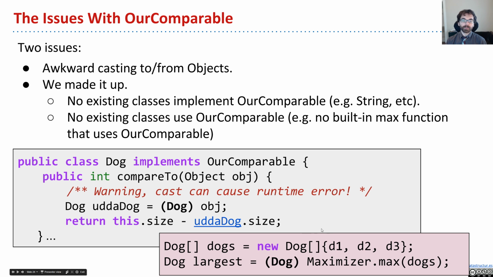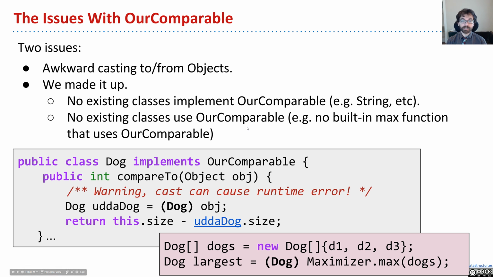I guess likewise, there's no existing classes that use AreComparable. So for example, there's no built-in max function in Java that knows how to use AreComparables. So if we want max or min or median or whatever, we have to write it ourselves. So unless you intend to rebuild the entire Java standard libraries, AreComparable is not a great approach, though it is a good didactic thing.